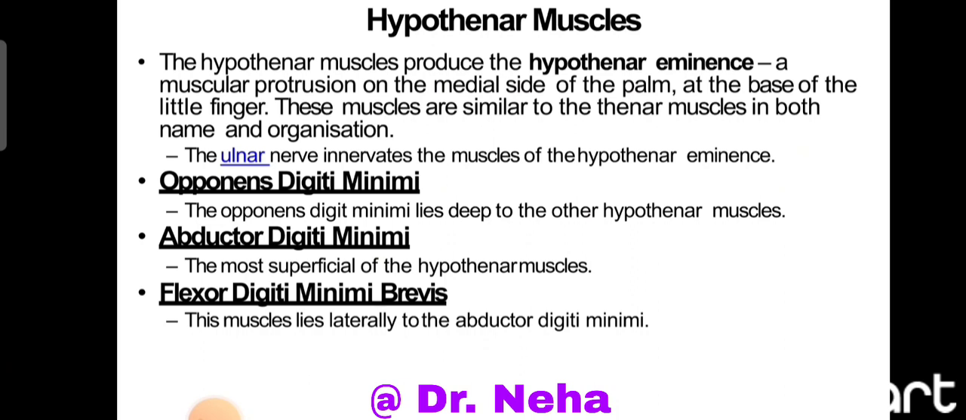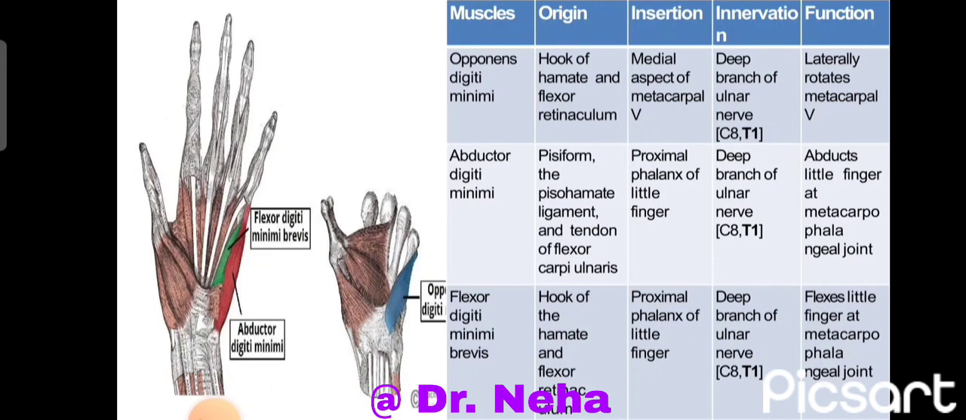Then we come to the muscles of the hypothenar eminence. As we have discussed earlier, the hypothenar eminence is the elevation at the base of the little finger, and the muscles of this eminence are innervated by the ulnar nerve. These muscles are, first, this opponens digiti minimi. This arises from the hook of hamate and the flexor retinaculum, and it is inserting over the medial aspect of the fifth metacarpal bone. The innervation is provided by the ulnar nerve and the function is lateral rotation of the fifth metacarpal.